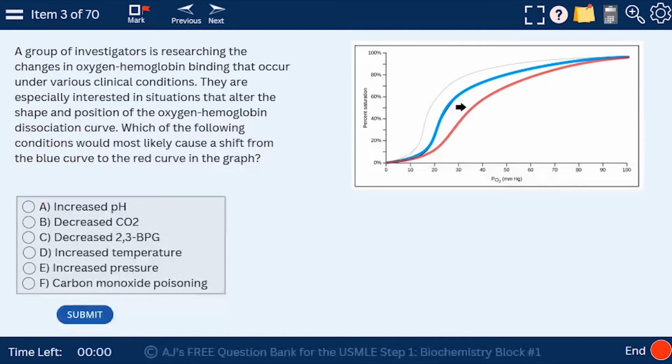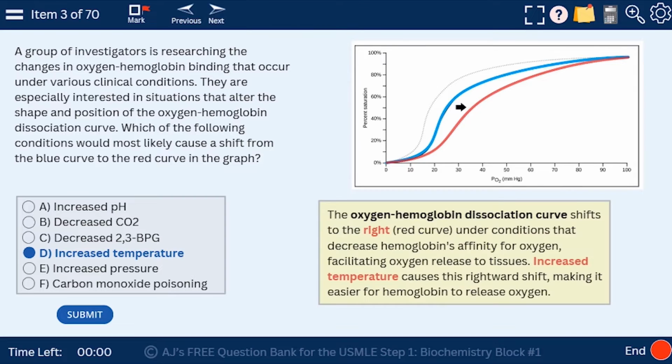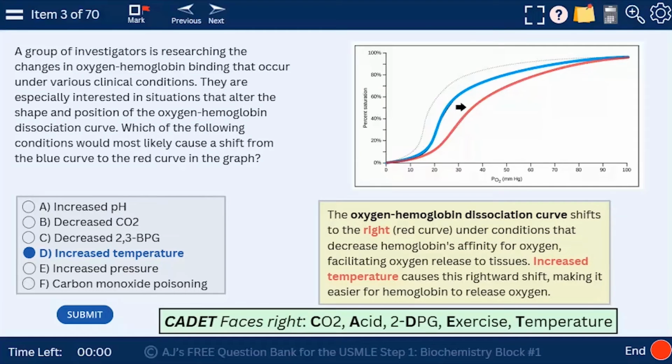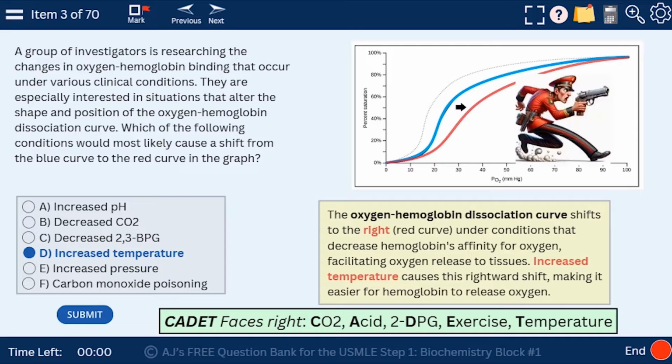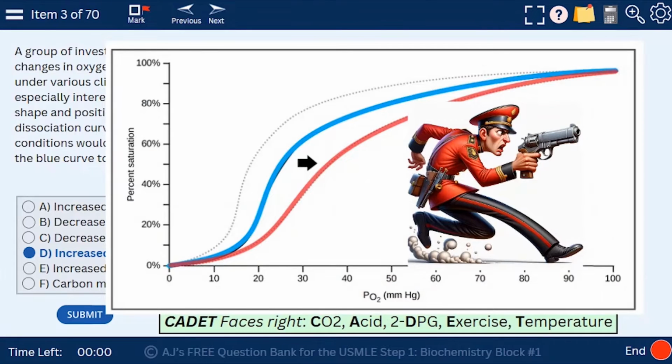Alright, question 3. Here, we have the oxygen hemoglobin dissociation curve moving to the right. Which of the following conditions would move the hemoglobin curve to the right? Remember, when you move to the right, there's more delivery, and that would be caused by increased temperature. And you can read about that over here, but I prefer the mnemonic cadet faces right. The 5 conditions which move the oxygen hemoglobin curve to the right because there's more delivery. It's easier for hemoglobin to release the oxygen. And here's just a visual where we see the cadet actually facing right. Cadet faces right, the 5 conditions that allow for better oxygen delivery.